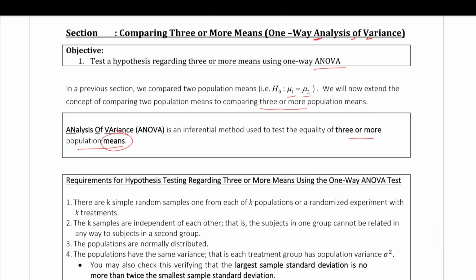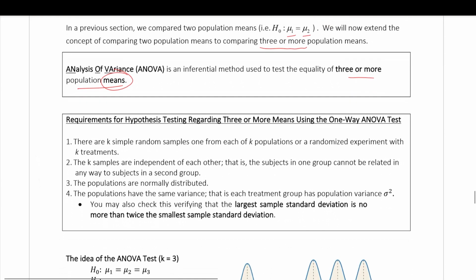Analysis of variance, or ANOVA, is an inferential method used to test the equality of three or more population means, specifically means. Let's go into the requirements of the hypothesis test regarding ANOVA. First, there are k simple random samples, one from each of the k populations. So if we had 4 populations in which you're testing whether the means are the same in each one, then k would be 4. The k samples are independent of each other. That is, the subjects in one group cannot be related to any subjects in the second group.